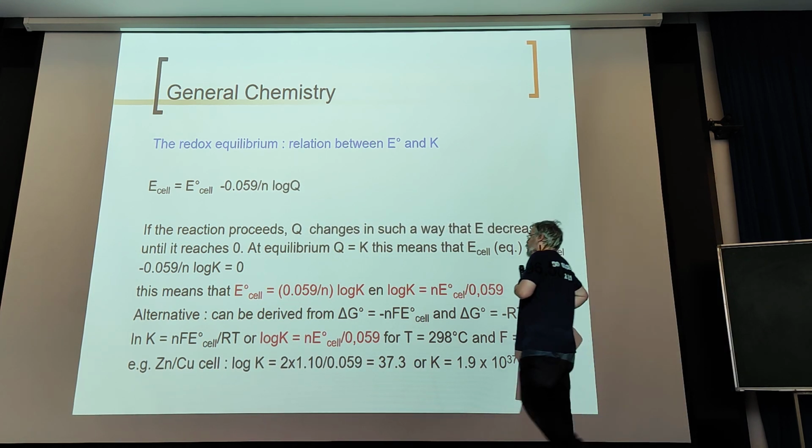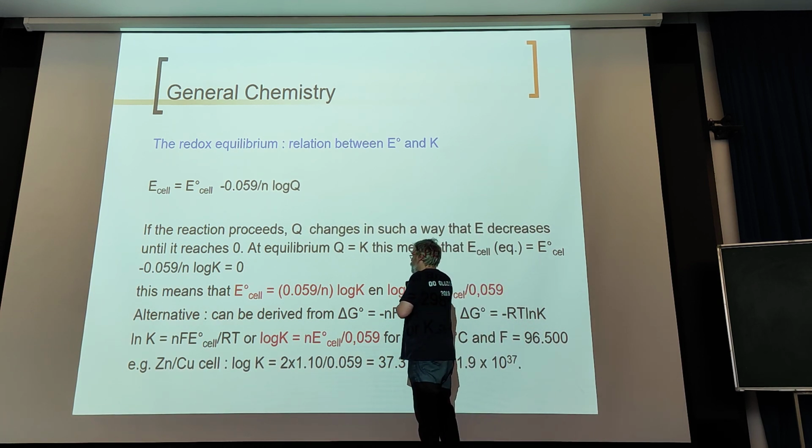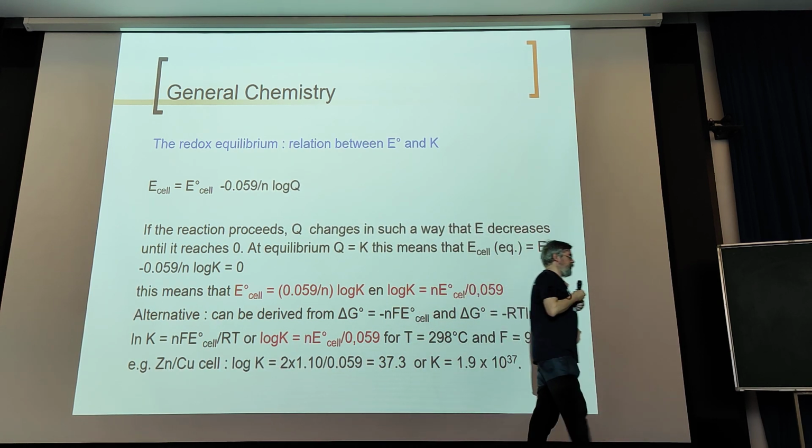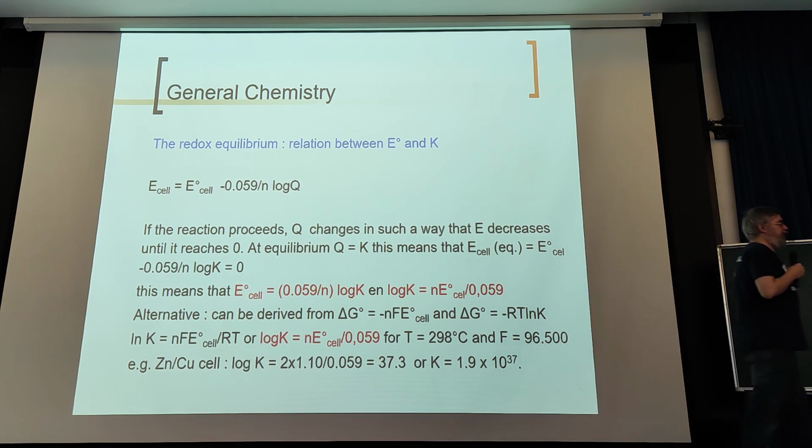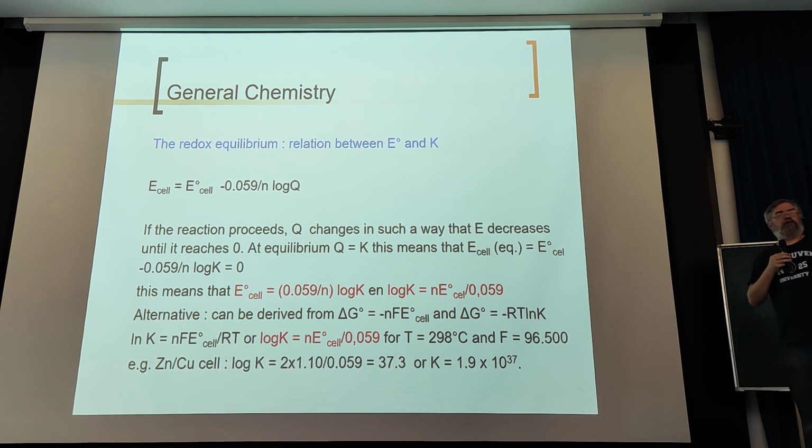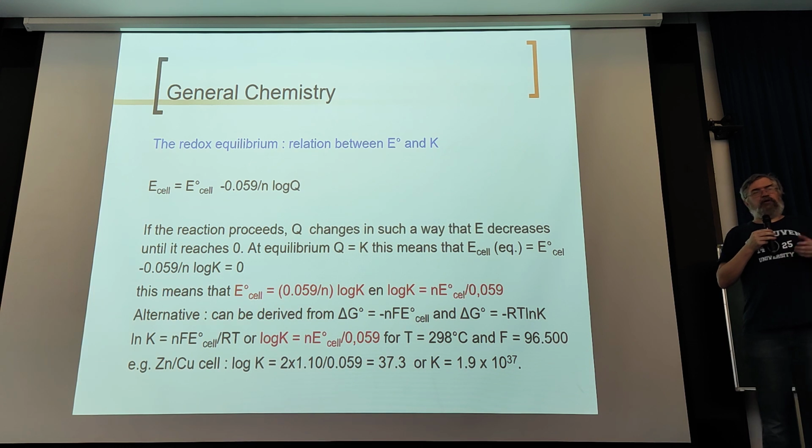This is another way of writing it. In here, if you write it to log K, that means you can directly get the decimal logarithm of the equilibrium constant from the standard cell potential, which you multiply by the amount of electrons involved, and you divide by the factor 0.059. We have to be at room temperature for this. And so these will be K at 25 degrees Celsius, 298 Kelvin. Otherwise, of course, it's not correct.